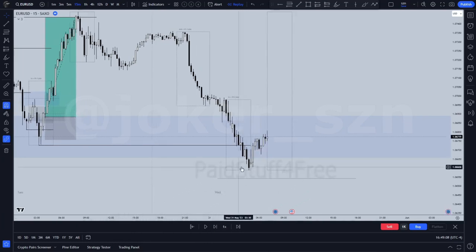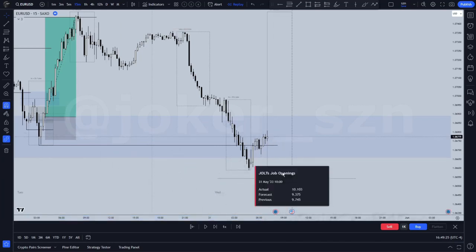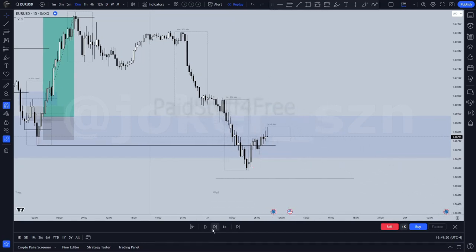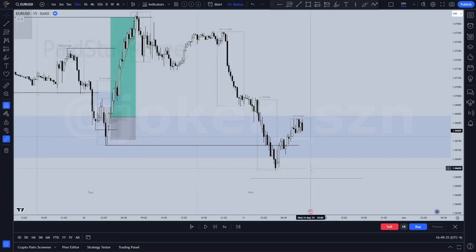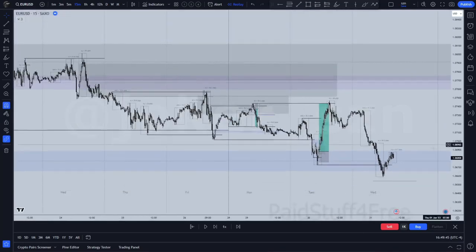So we're almost close to this level, but still there's nothing interesting here, and we are also now out of kill zone, and we have here the New York Open, right? And also remember, we have news again, as you can see here, job openings at 10 AM New York time, right? So at this point we don't really have a bias, right? We are still bearish overall, but again, we also don't really have a clear drawn liquidity at this point, right?